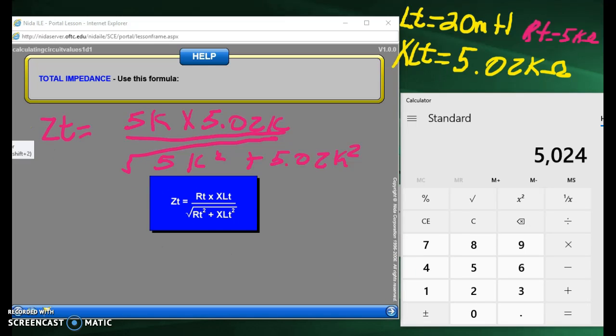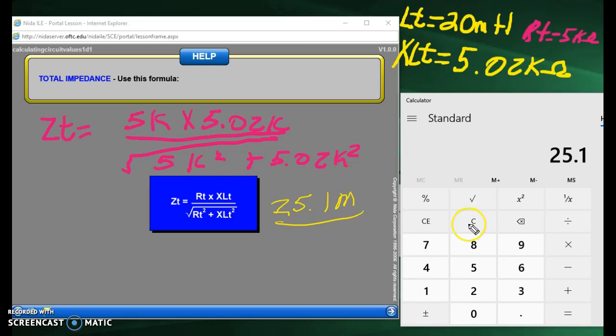So let's go ahead and do the top part of our math. So 5 times 5.02 equals, now K times K gives us mega. So the top part of our equation is now 25.1 mega. That means times a million.